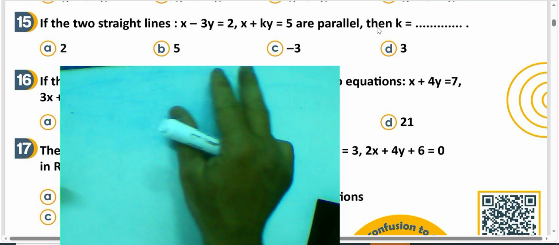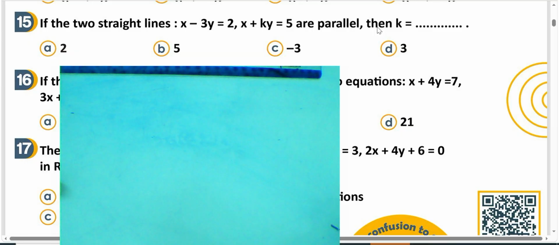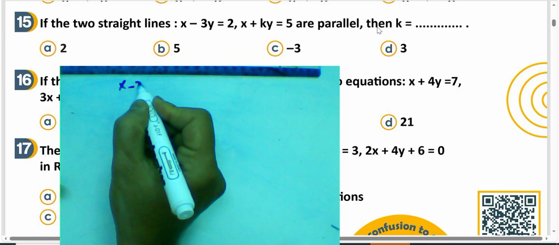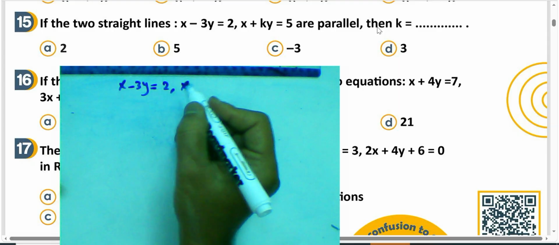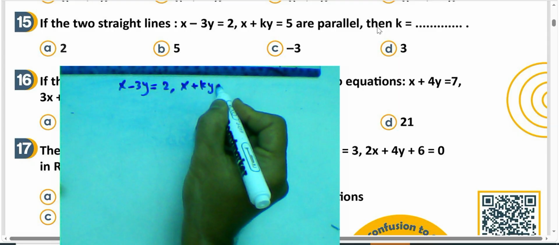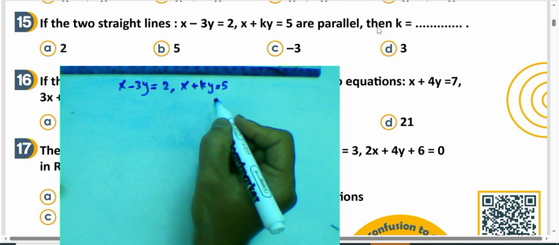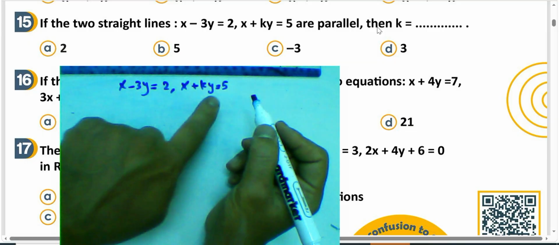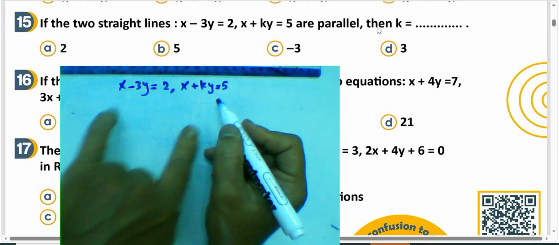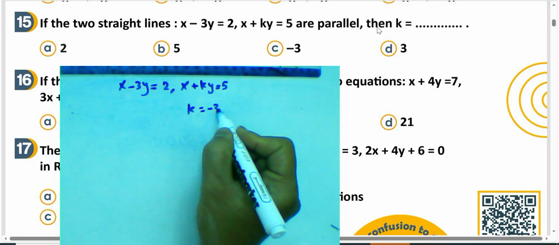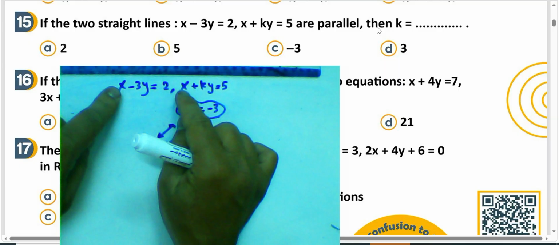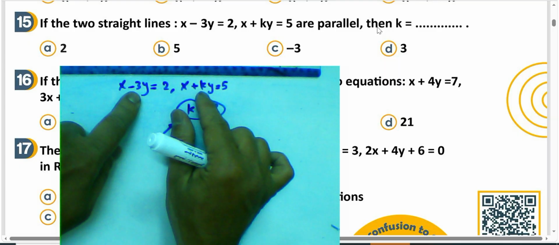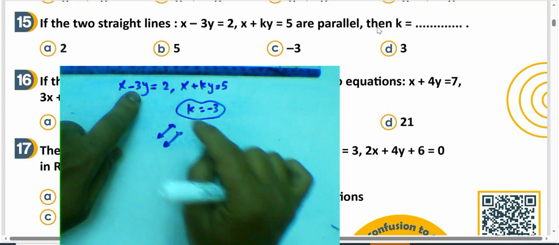Next question. Two straight lines, x minus 3y equals 2 and x plus ky equals 5, are parallel. Parallel means the coefficients correspond. If two straight lines are parallel, then the coefficient of x equals the coefficient of x and the coefficient of y equals the coefficient of y, so the value of k must be negative 3.